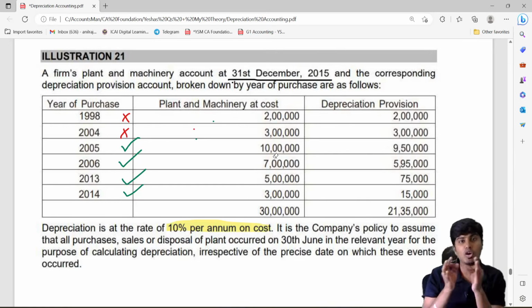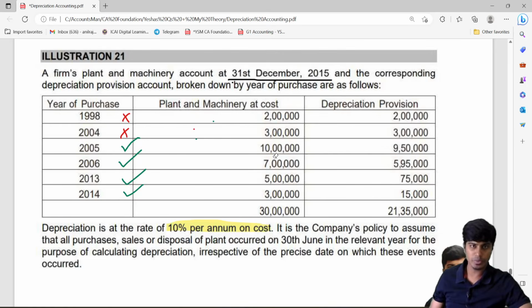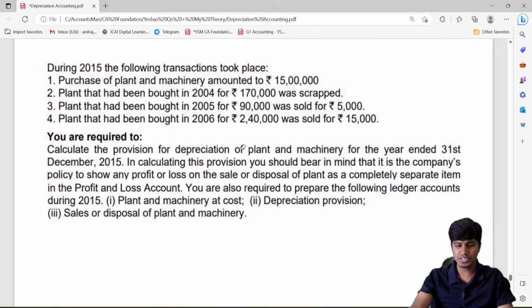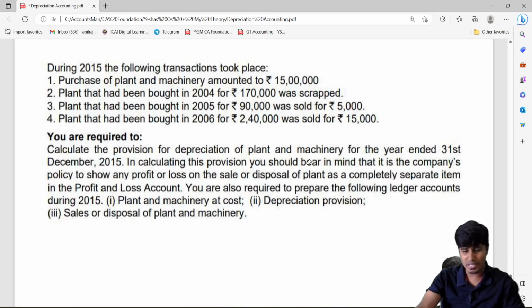We get the profit or loss on sale of the asset in the disposal account. Got it? That's it. I think we're done with the question. Calculate provision for depreciation, and keep in mind that the company has to show profit or loss in the sale or disposal account. We'll do that, and they want us to maintain it separately.